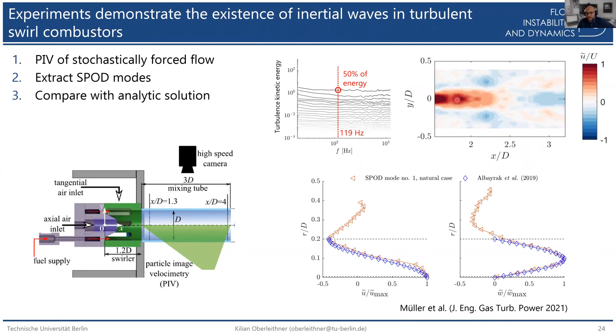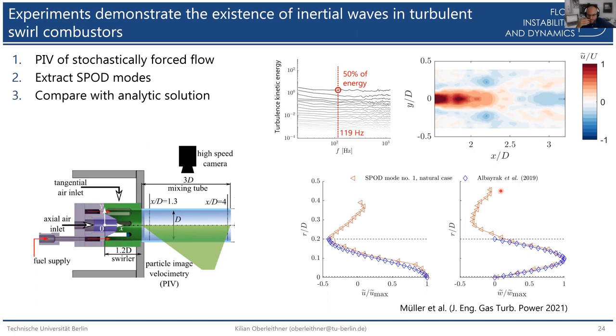And then we compared these modes. Here are profiles of this mode, the axial and azimuthal velocity components at a given streamwise position. We compared these profiles with the analytic prediction of Albayrak and co-workers, researchers at TU Munich, Matthew Juniper and Wolfgang Polifke were the three, I believe. They predicted these inertial waves based on a very simplified velocity profile, just a solid body rotation with some plug flow, and did a linear stability analysis and determined an analytic solution. This is shown here in blue, and you can see a very nice match.